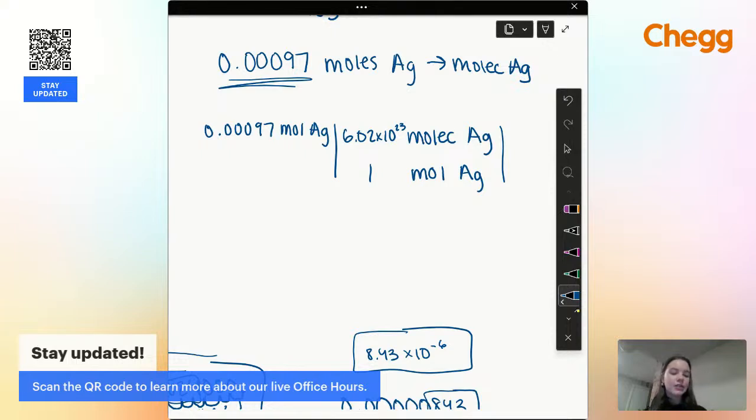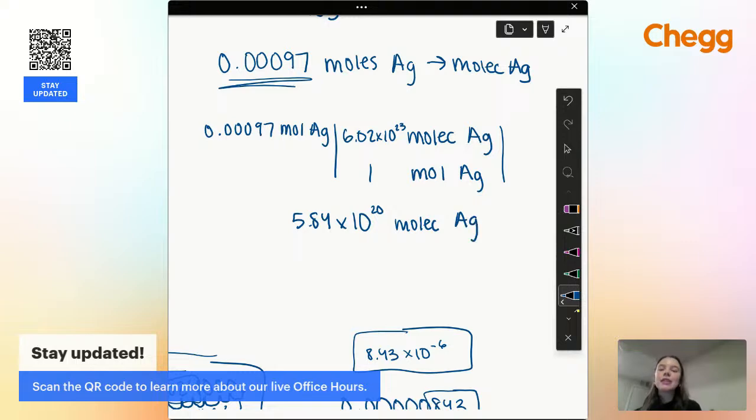3, 2, 1. If you got 5.84 times 10 to the 20th, you are absolutely correct. That is the correct answer. 5.84 times 10 to the 20th molecules of Ag.